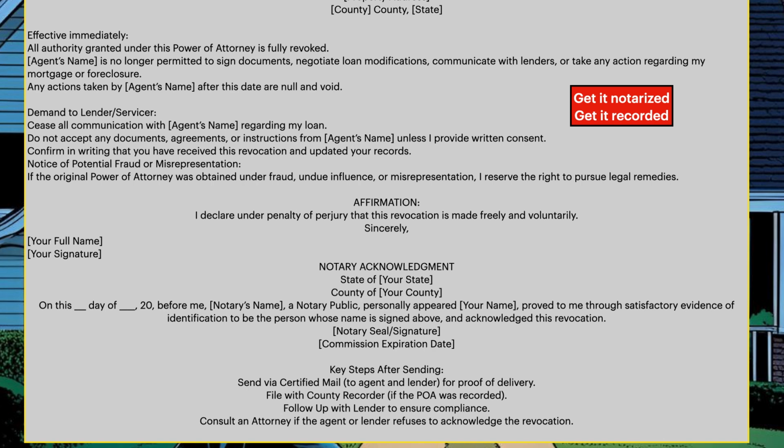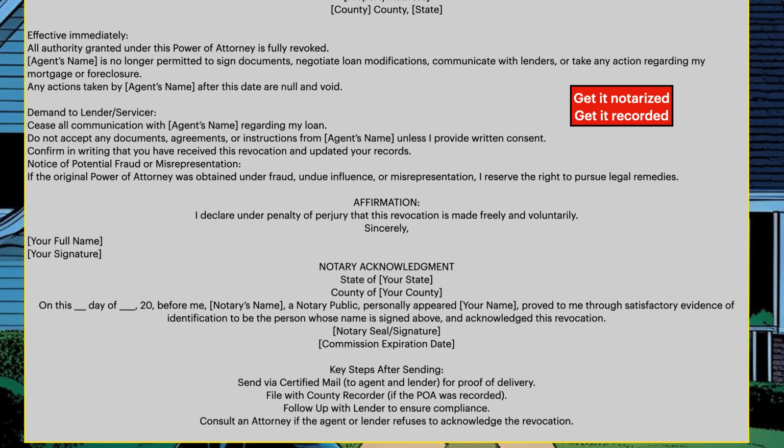Cease all communications with the agent regarding my loan. Do not accept any documents, agreements, or instructions from the agent unless I provide written consent. Confirm in writing that you have received this revocation and update your records. Notice of potential fraud or misrepresentation. If the original power of attorney was obtained under fraud, undue influence, or misrepresentation, which yes it was, I reserve the right to pursue legal remedies. Have it notarized.